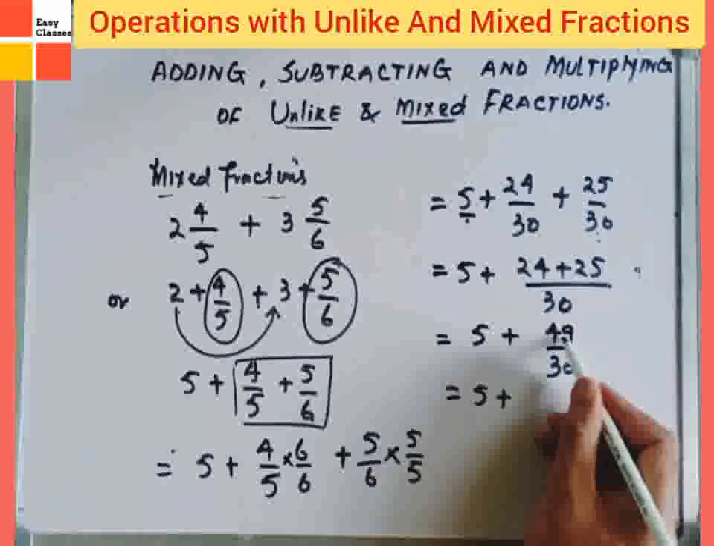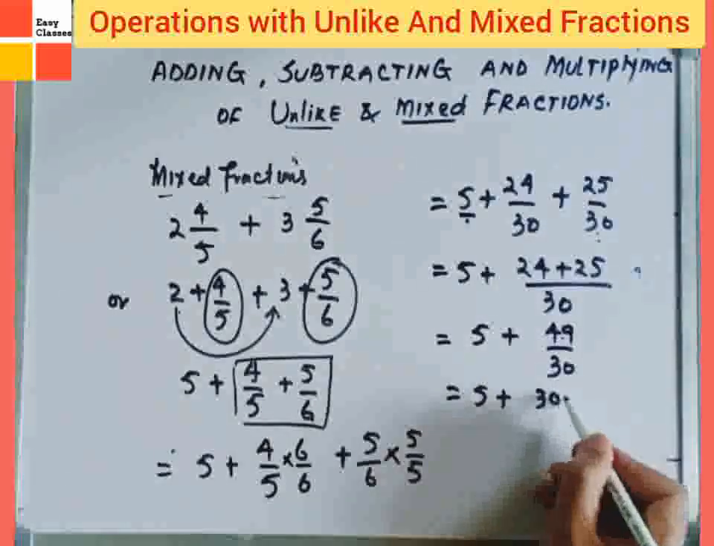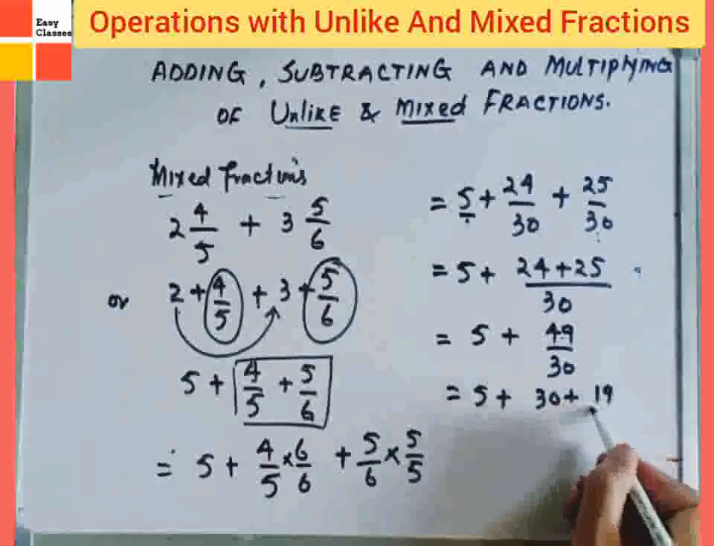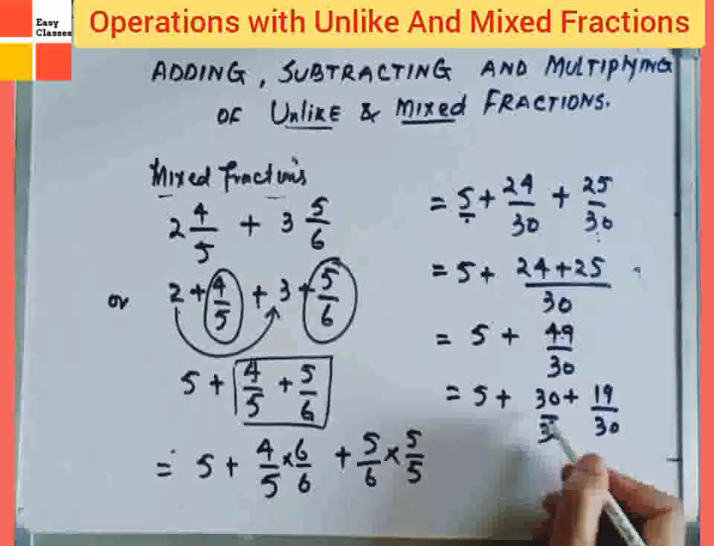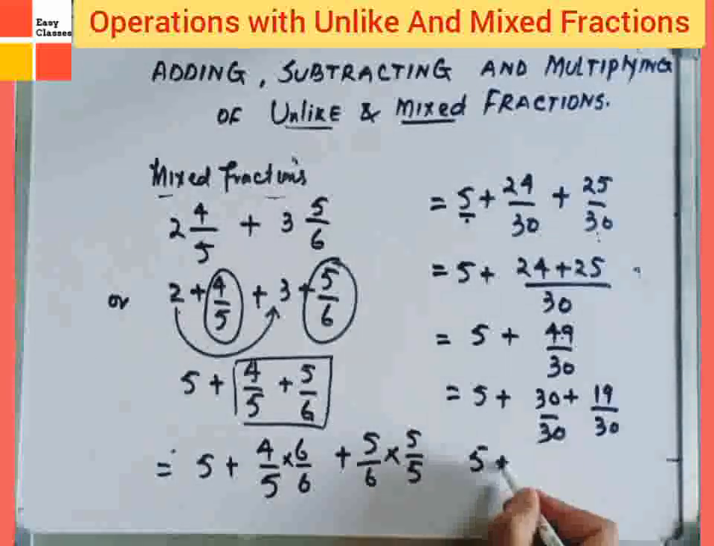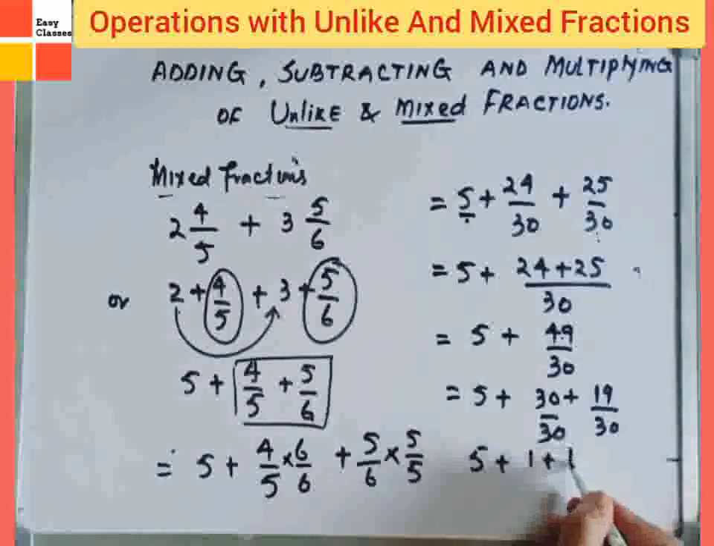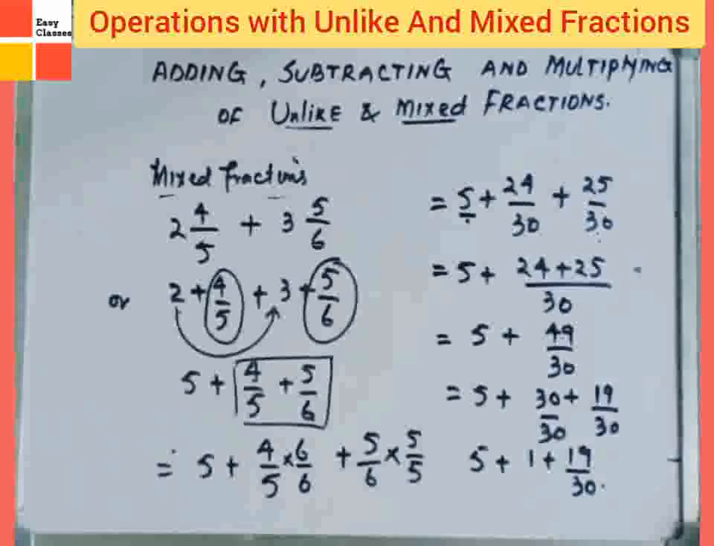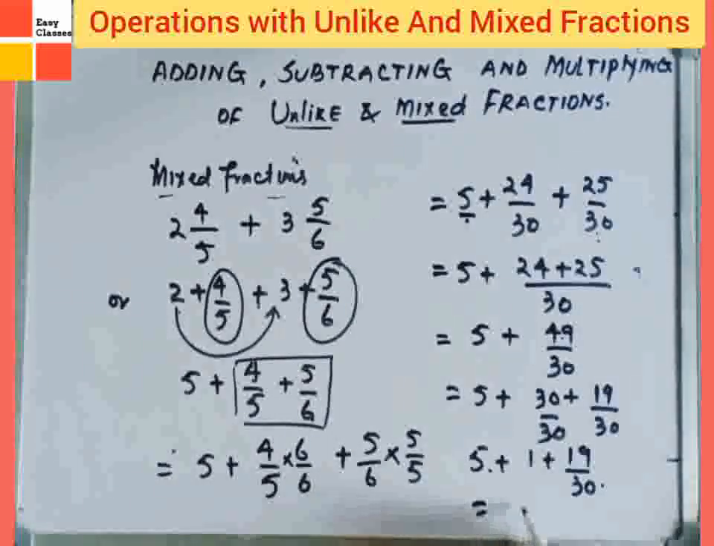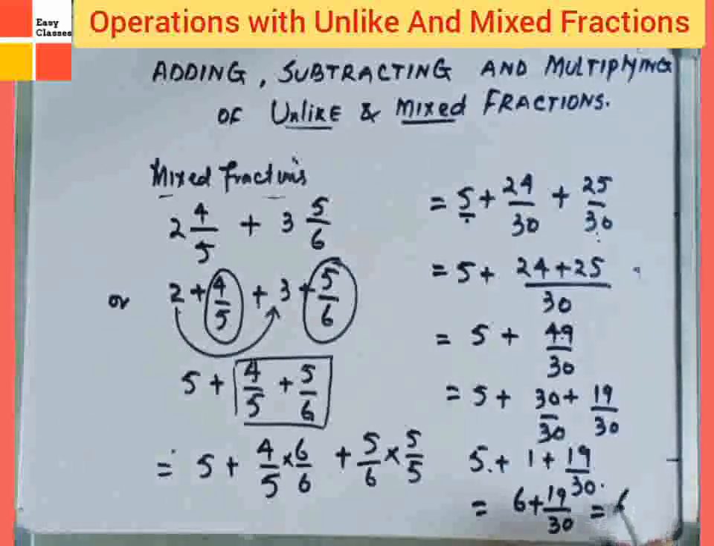Take 1 30 out of this 49, you will get 30 plus 19. Divide 30 here, divide 30 here. This and this will cancel each other. You'll get 5 plus 1 plus 19 divided by 30. Right. Okay, last 5 plus 1 is equal to 6 plus 19, 6 whole plus 19 30th. So that is equal to 6 19/30. So this is your answer.